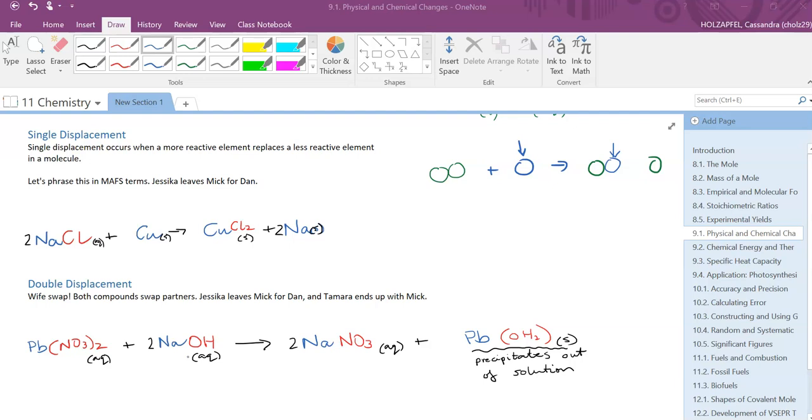Now, copper, when it's just a little sheet of metal, is obviously going to be a solid. So that's why I've written a little S here. Now, when these two react, copper is effectively like our Jessica, right? So copper is coming in, kicking out the sodium and taking its place here. So it's displacing that partner. And so you can see that this has just taken over with the chloride. And I still have to balance this equation out. We know that copper has a charge of 2 plus and chlorine has a charge of 1 minus. So that's why I balanced it using this particular equation.